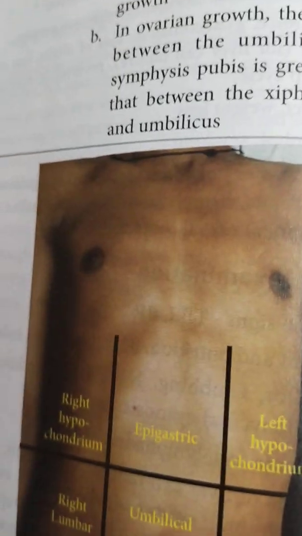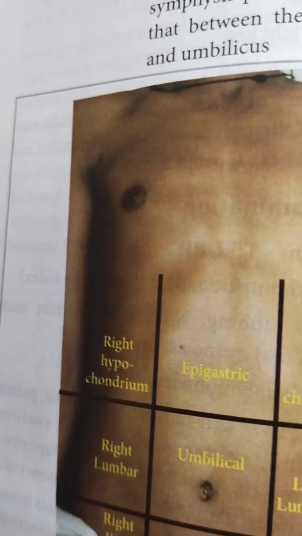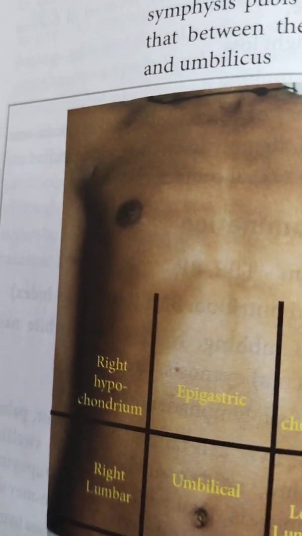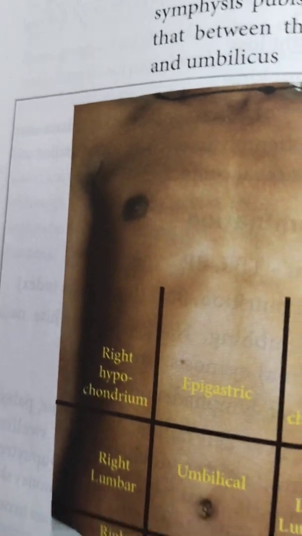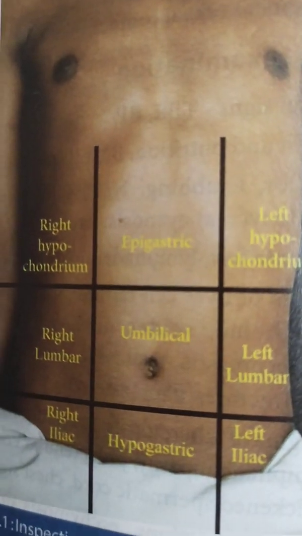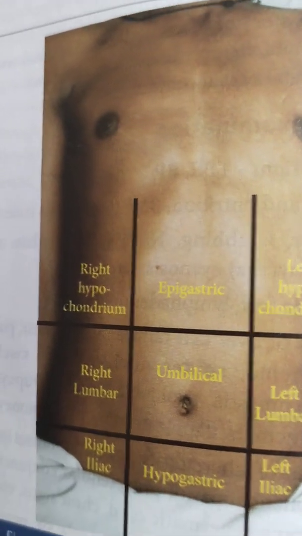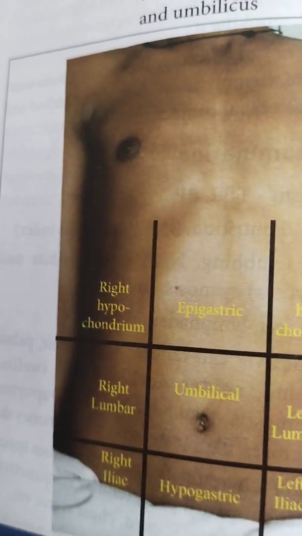The right lumbar region, the renal colic as well as the pyelonephritis. Next, the umbilical region, where the umbilicus is present, which is very important. It is also known as the center of gravity of our entire body.